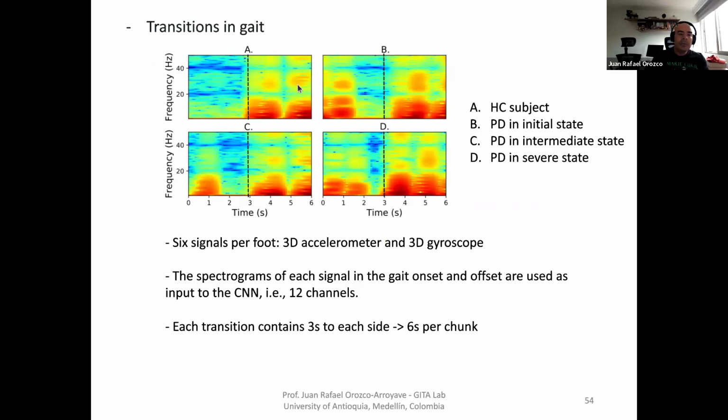In gait, we observed exactly the same pattern, where in the healthy control the transition is very clear, in an initial state it is not that clear, in an intermediate state it is even less clear, and for a severe state it is even harder to find the pattern of the transition. So we modeled the 3D accelerometer signals and the 3D gyroscope signals to feed a CNN.